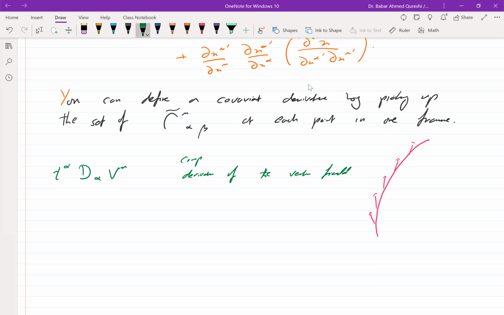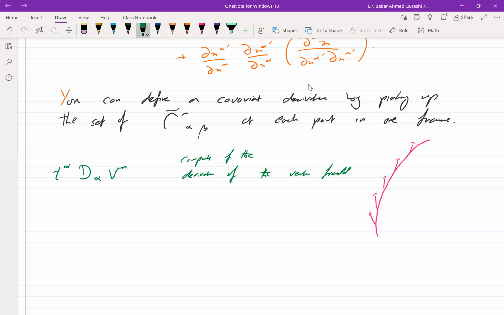Components of the derivative of your vector field. So it defines the rate of change of V along a curve, and it is still a vector because this is truly a 1-1 tensor, and this contraction removes one index. So you get back a 1-0 tensor, which is a vector.